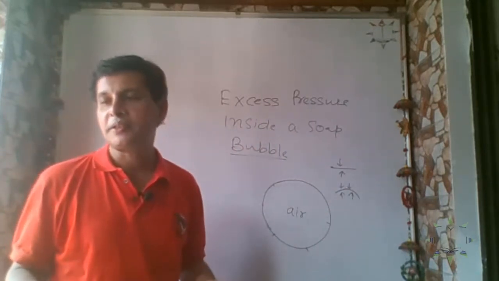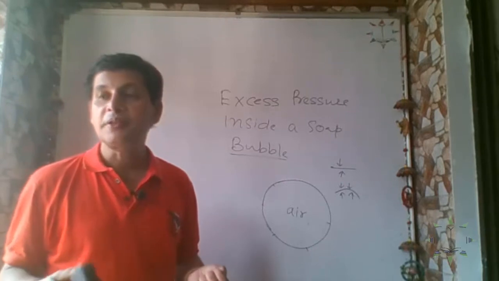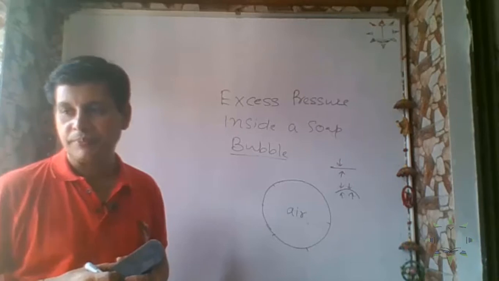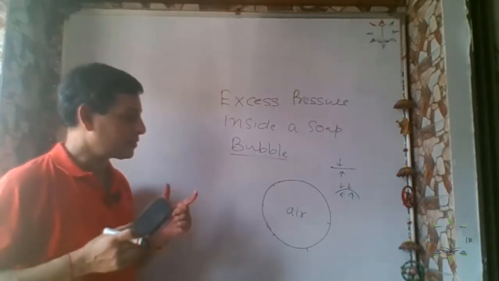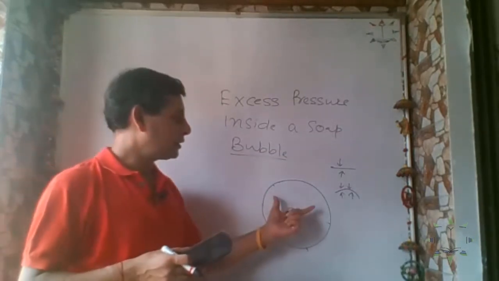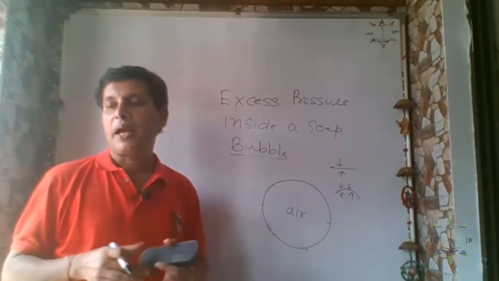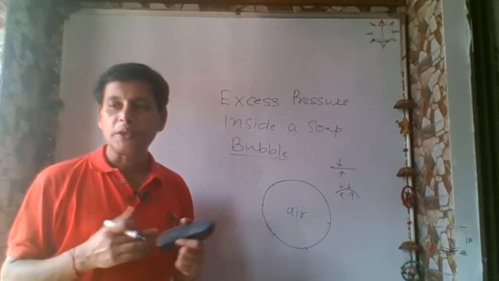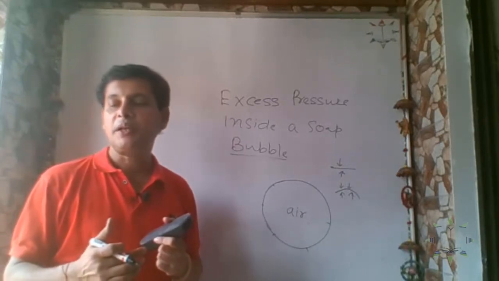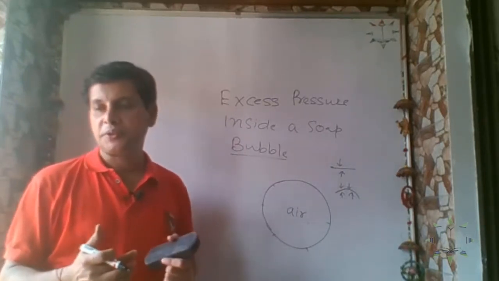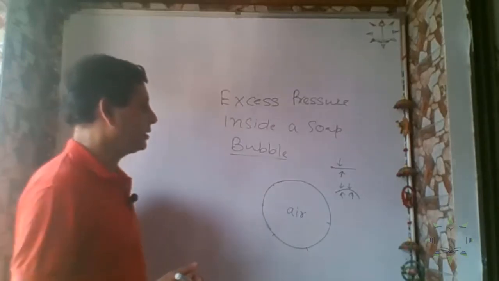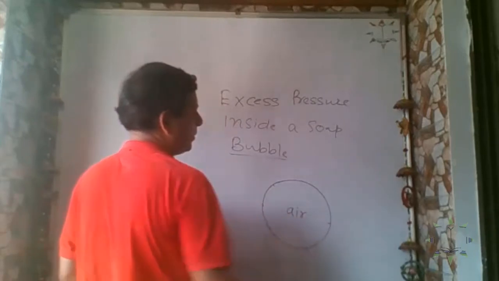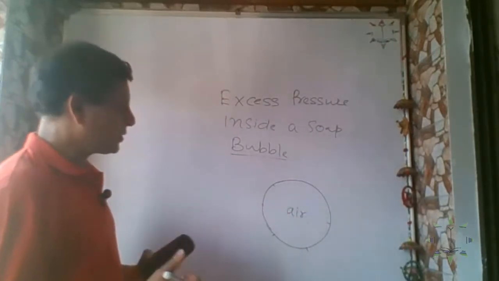Who is balancing the excess pressure? It is the surface tension which is balancing the excess pressure. So because of the surface tension, this excess pressure is balanced and it remains in the form of a bubble for some time. So what is the relation between excess pressure and surface tension? Let it be clear. We will do some calculation and understand how the surface tension balances the excess pressure.